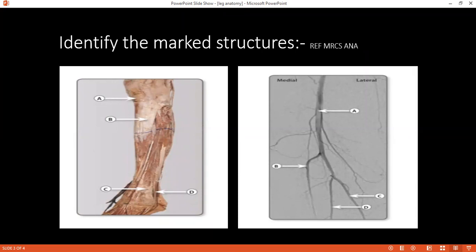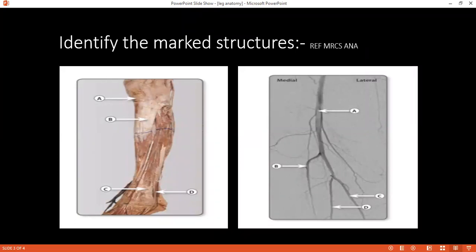Can you please tell me what are the muscles of the posterior compartment of the lower leg? There is a superficial compartment and a deep compartment. The superficial compartment mainly includes the gastrocnemius, soleus, and the plantaris muscle. And the deep compartment includes the tibialis posterior, flexor digitorum longus, and the flexor hallucis longus.